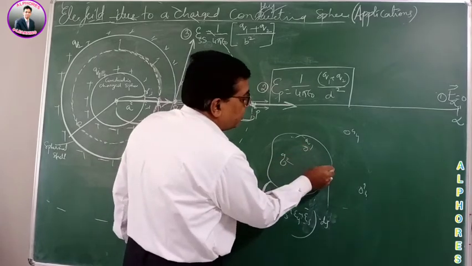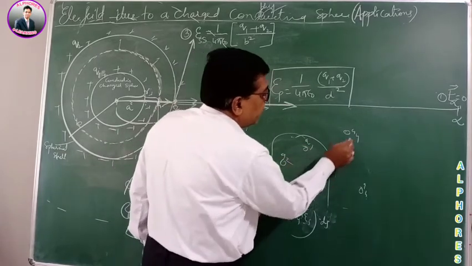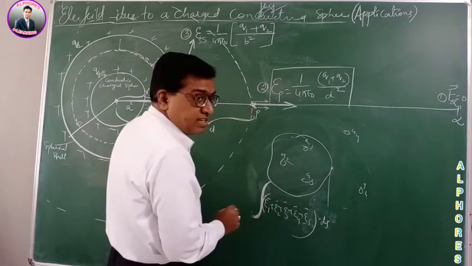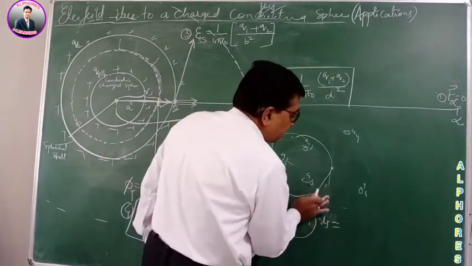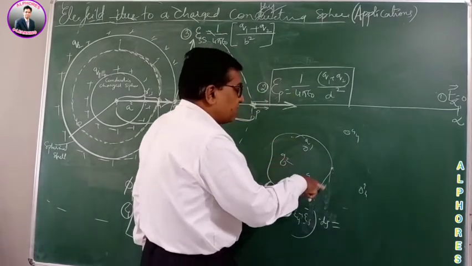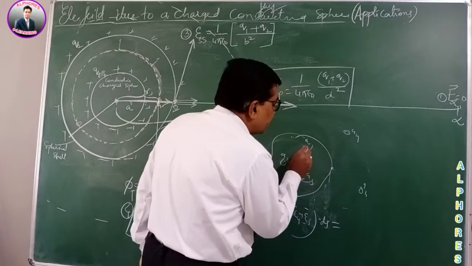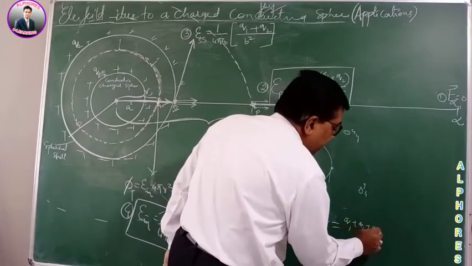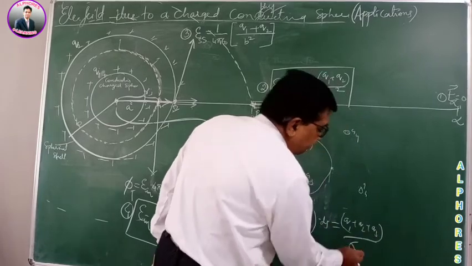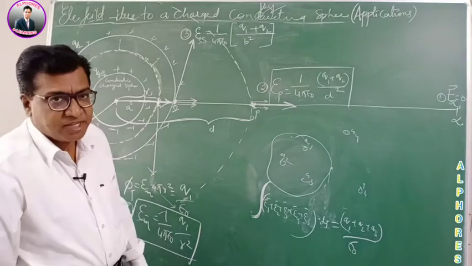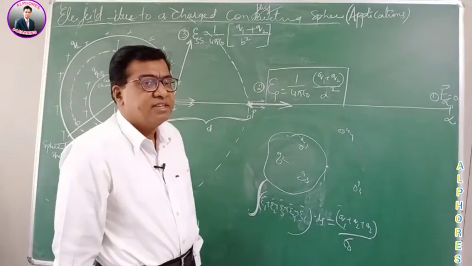Let the field due to Q1 be E1, E2, this is E3, E4, E5. Field due to all the 5 charges dot ds is equal to, but when you measure the charge, the flux from the Gaussian surface is only due to the charges that are inside, that is (Q1 + Q2 + Q3) by epsilon naught. This was a very important point which I was discussing when I was teaching Gauss law.